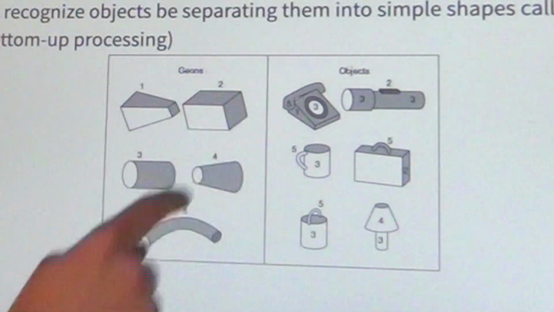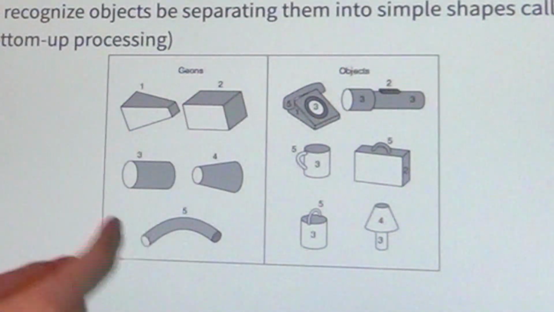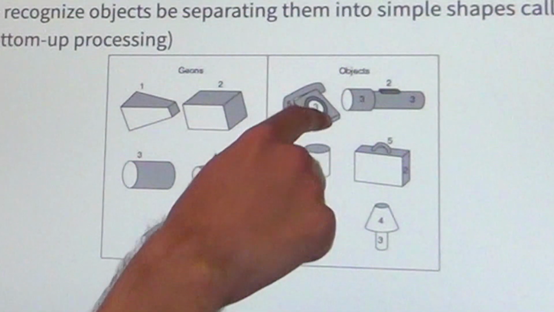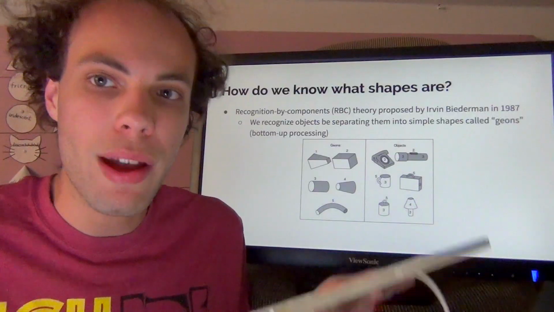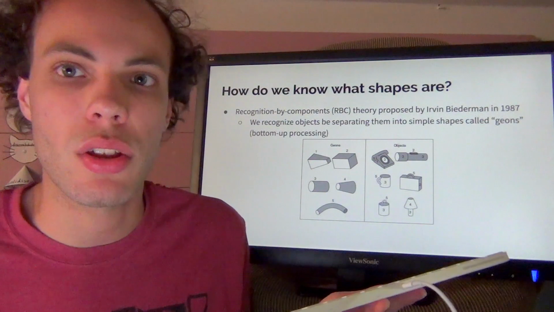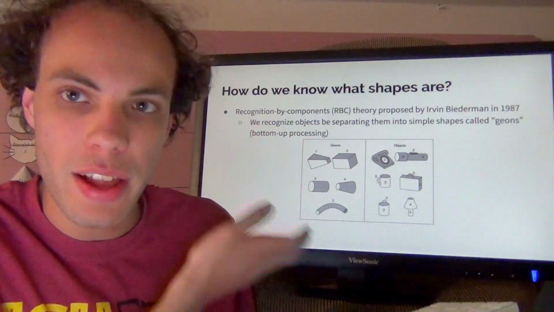Like the phone is just sort of this shape. Whereas the dialer part of the phone is this shape. So every object is broken down into these smaller components, and that's how we recognize them.